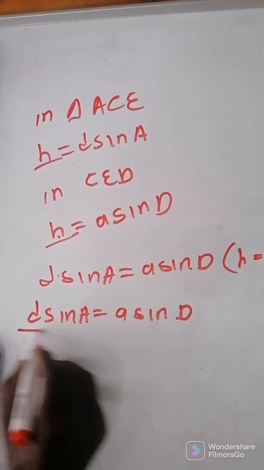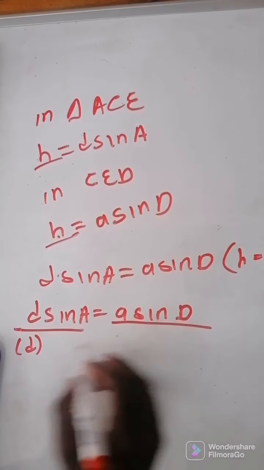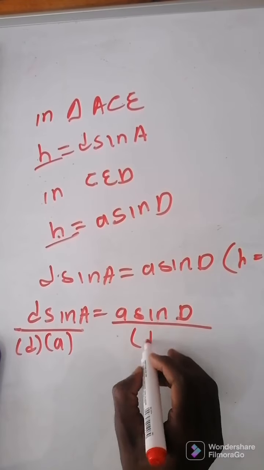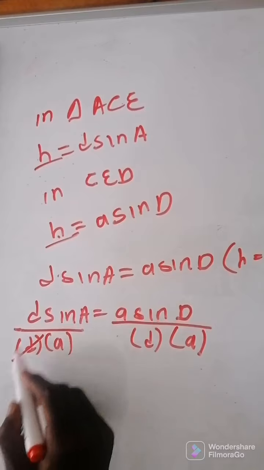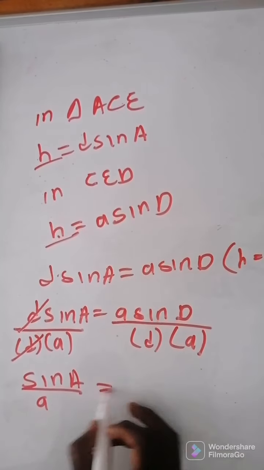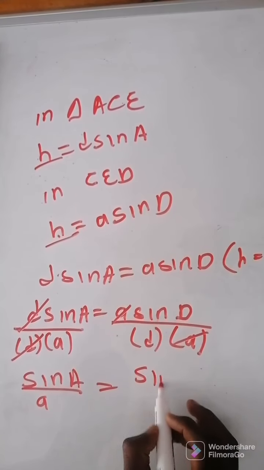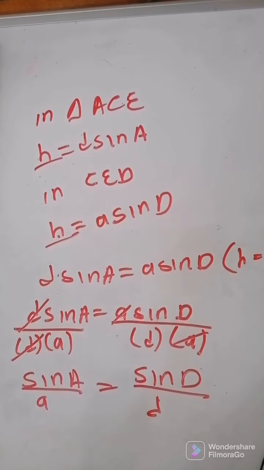So we can do this, guys, we can take d from here and divide by a, and then divide by d, divide by a, right? So we're going to divide on both sides. So that d cancels, we have sin A over a, and then a cancels, equals sin d over d. So guys, we have proved it, guys, we have proved it.